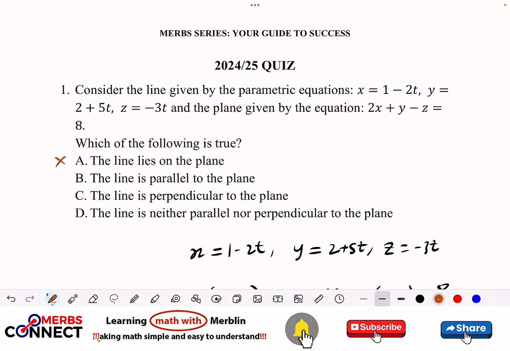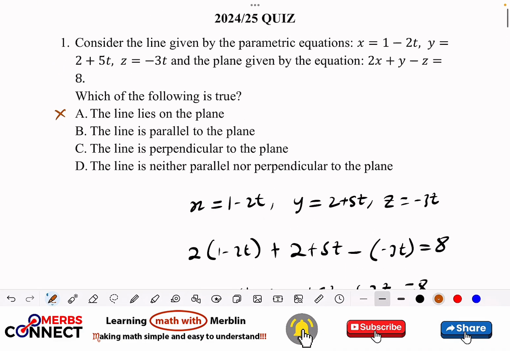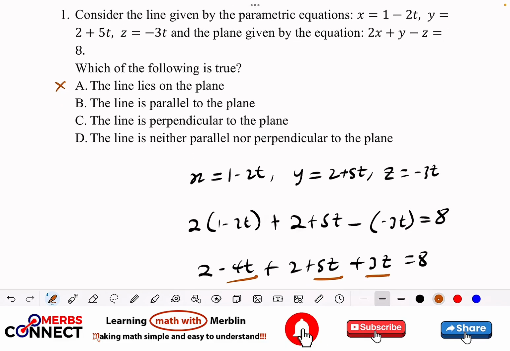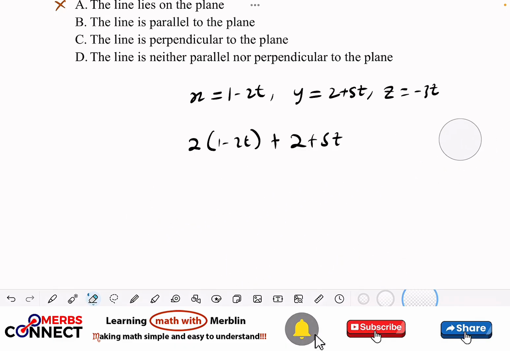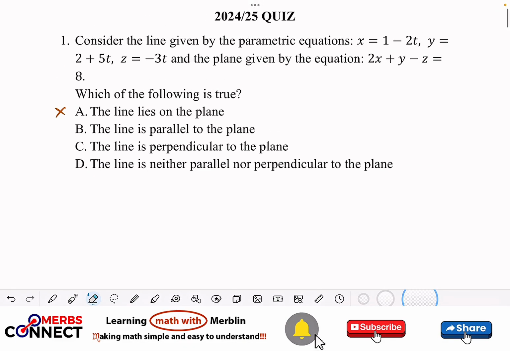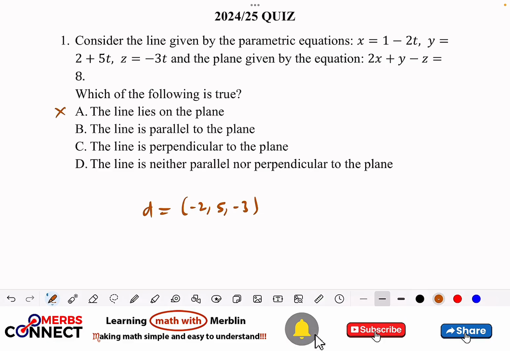So now let's look at B and C, right? For B, we want to check if the line is parallel to the plane. For us to check this, first we need to pick the directional vector. The directional vector is always the one with the t. So minus 2, 5, and minus 3 is going to be the directional vector.